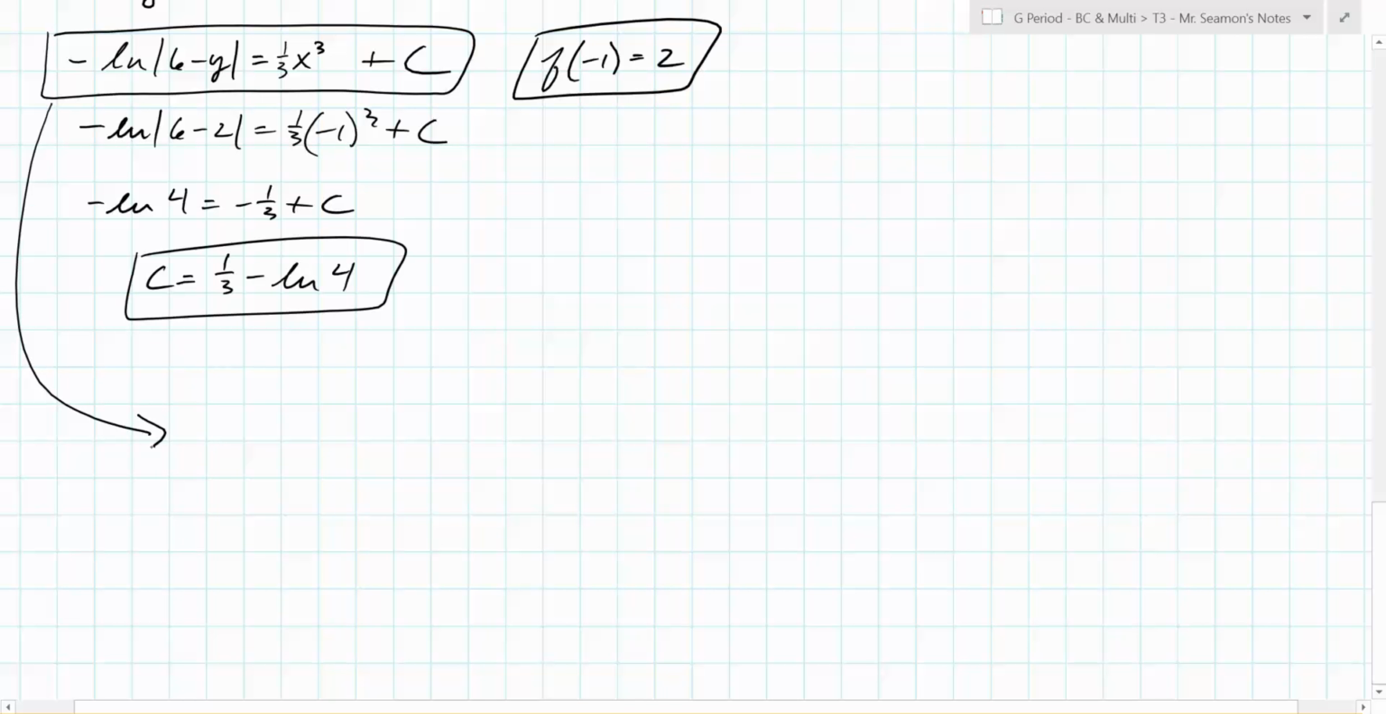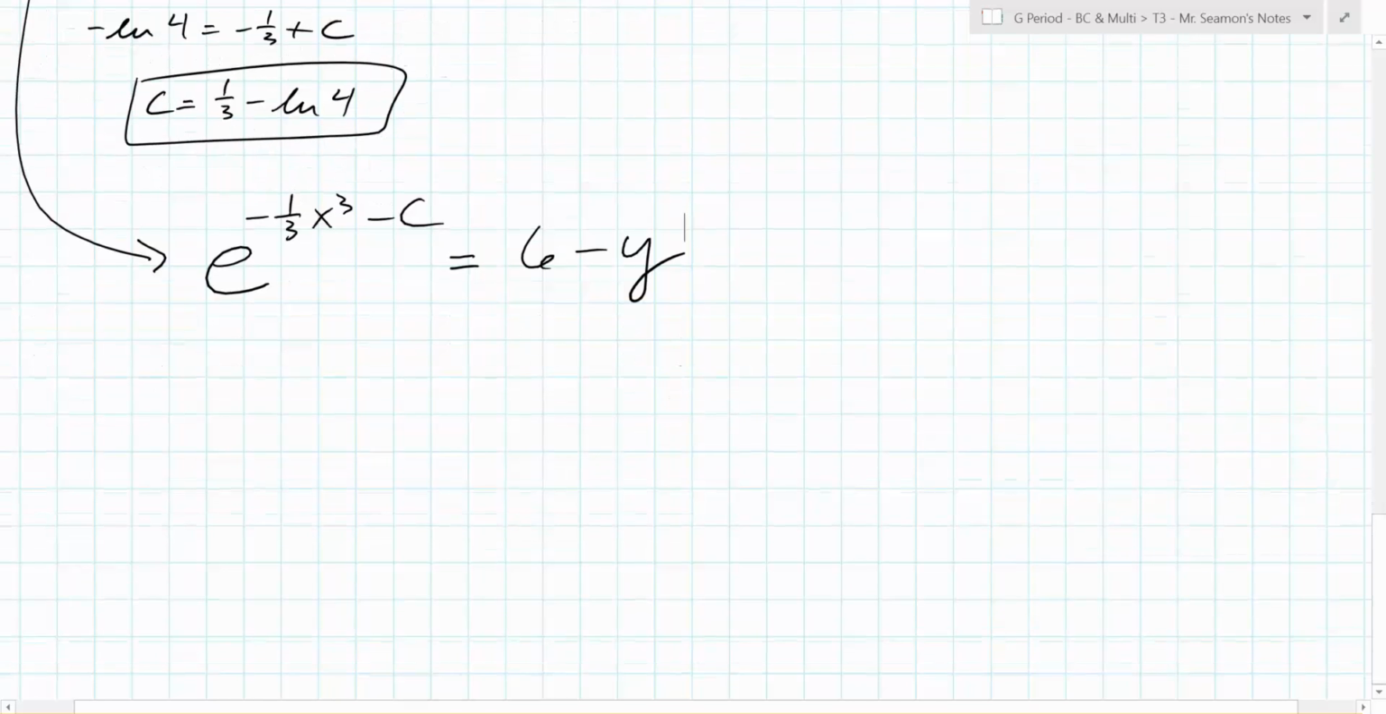If we isolate right here, what do we have to do? We know that e to the 1/3 x cubed plus c equals what? Oh, we got to get rid of that negative first. Sorry. Don't convert without that first. So you know that e to the negative 1/3 x cubed minus c is equal to 6 minus y. So then, oh, exciting. y is equal to what? We add y to subtract it. So 6 minus e, this, right?